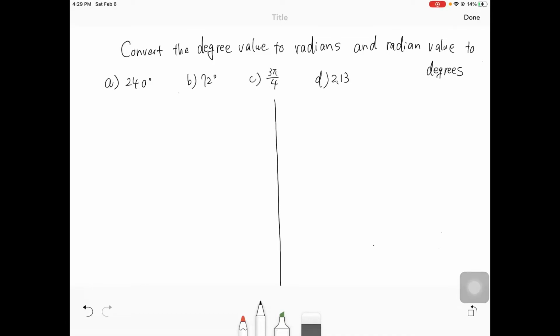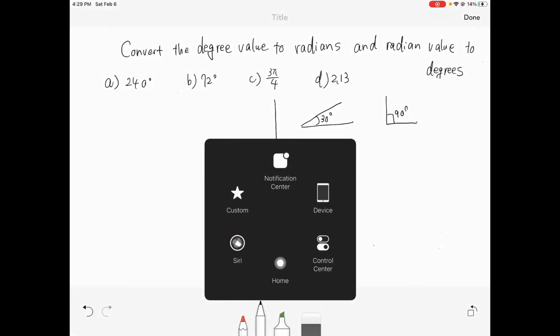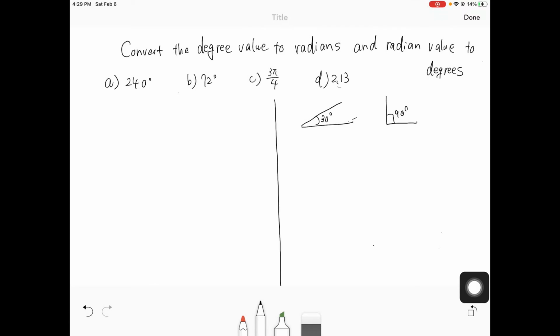Today I'm here to explain this question: convert the degree value to radians and the radian value to degrees. In the last video, I explained what a degree is. Degree is like that. Let's say this is 30 degrees and this is 90 degrees. Radians are another way to express degrees. Okay, so let me explain it.